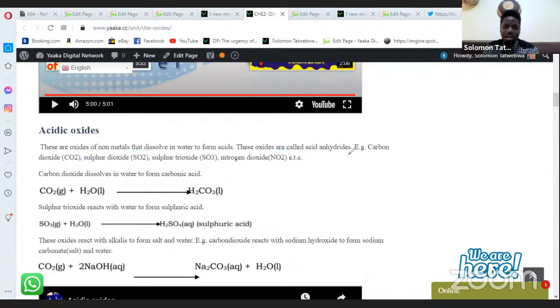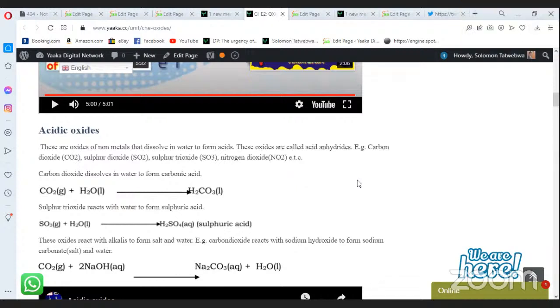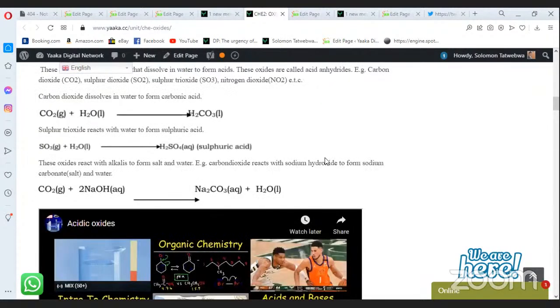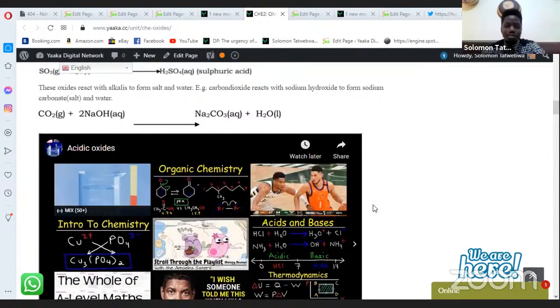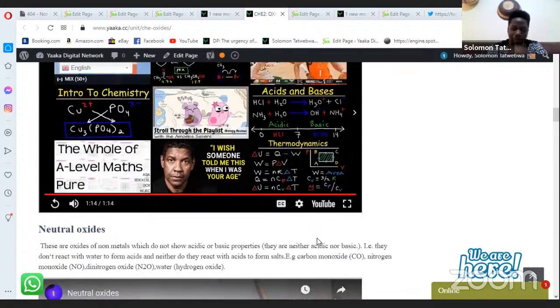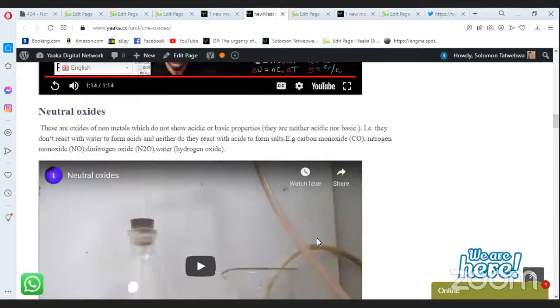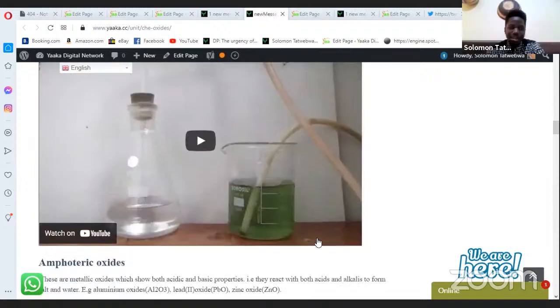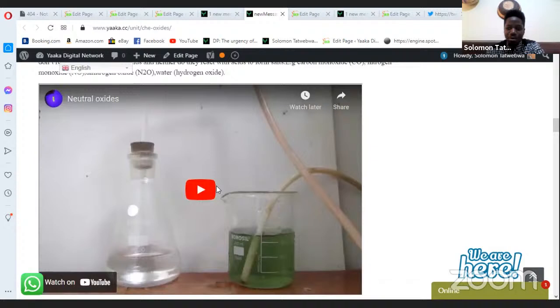Can you tell me what effect acidic oxides have on litmus paper? They change blue litmus paper to red, and they have no effect on red litmus paper. Very good. They change blue litmus to red and have no effect on red litmus paper. Yes, that is very, very correct. Let's look at the neutral oxides and see what is special about them.